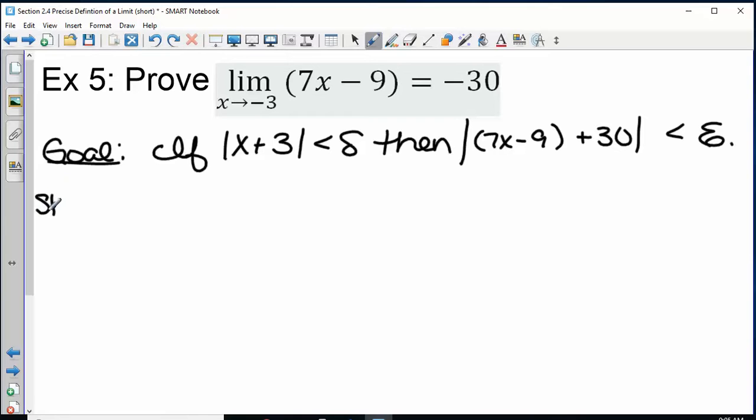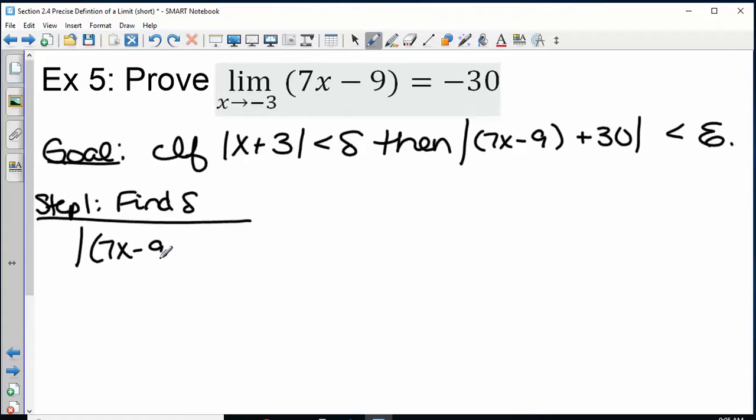Okay, so step 1, find delta. So we start with this f of x minus L statement. So the absolute value is 7x minus 9 plus 30. If I start working that out, what can we do? Add your -9 and your 30. And then what?